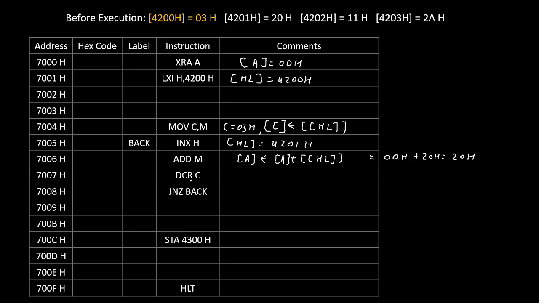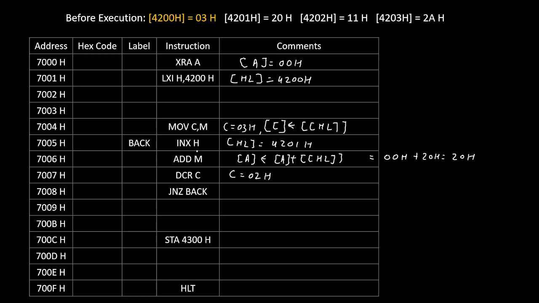That's why we decrement our counter by 1. We set our counter equal to 3 because we wanted to add three consecutive memory locations. Now we decrement that counter by 1, and the new value of the C register becomes 02H. Next we check whether C has become 0 or not. Otherwise we go back and add the next memory location. JNZ stands for jump if not zero. If the counter is not 0, then go back to the next memory location.